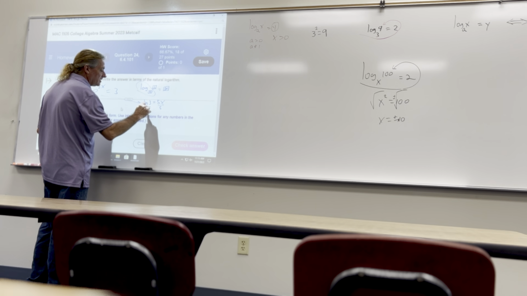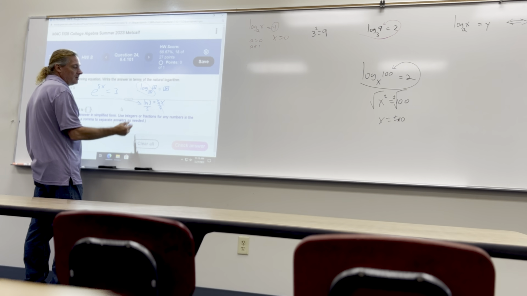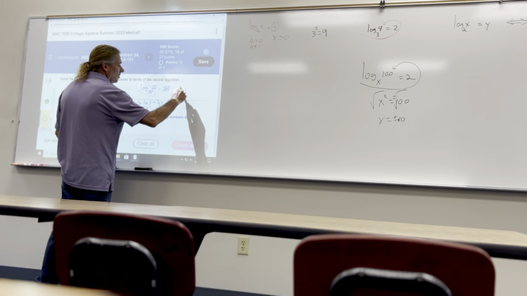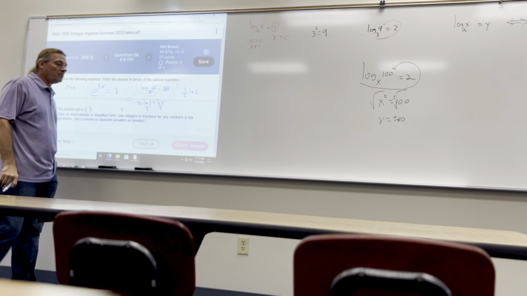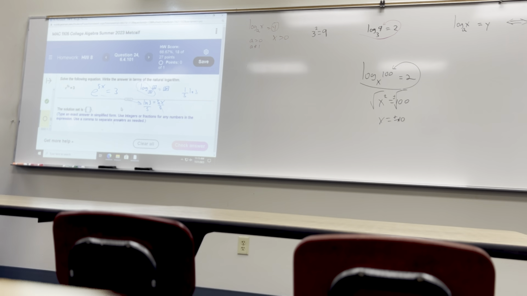I would take this answer here, which is the ln of 3 divided by 5, and I would write it as 1 over 5 times the ln of 3. There's a reason why. I can't explain that to you just yet because it's going to be in the next section. We're just going to keep it simple today with logs before we get into the review.